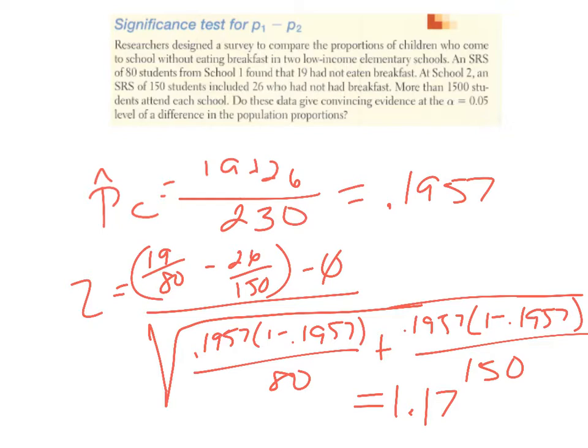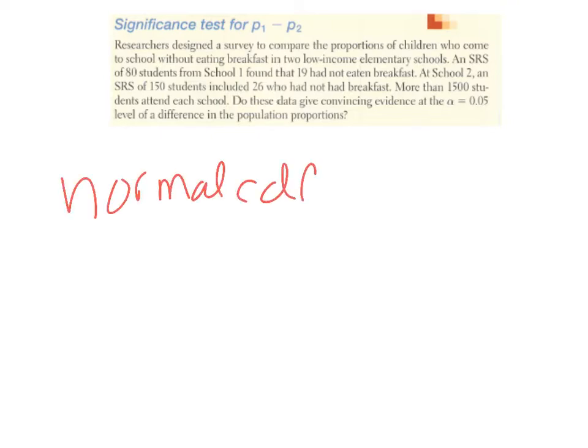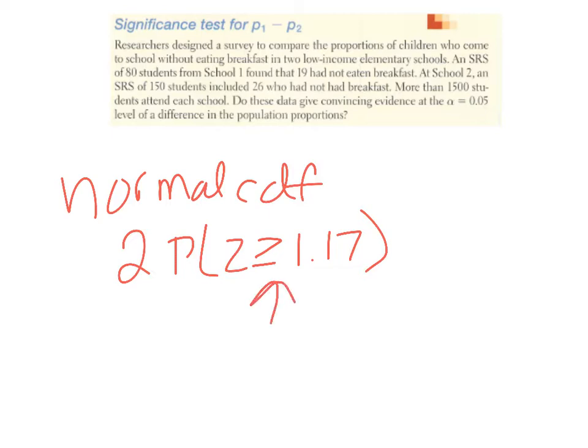So let me give myself some space here, which I know that most of you guys do. Okay, so you could use your table, or you could use your normal CDF on your calculator. This time, though, I want 2 times the probability that Z is greater than 1.17. I used greater than because this is a positive Z-score, and I think that was maybe some confusion in the last chapter. Okay, but when it's a negative, go ahead and use less than. When it's a positive, go ahead and use the greater than.